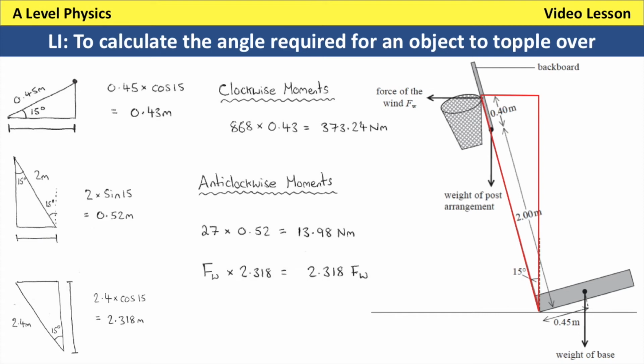Now, by applying the principle of moments, for this to be continued to be tilted, it must be in equilibrium, so the clockwise moments have to equal the anti-clockwise moments, so 2.32 Fw plus 13.98 has to equal 373.24. We subtract 13.98 from both sides, divide by 2.32, and that should give us an answer of around 155 newtons.